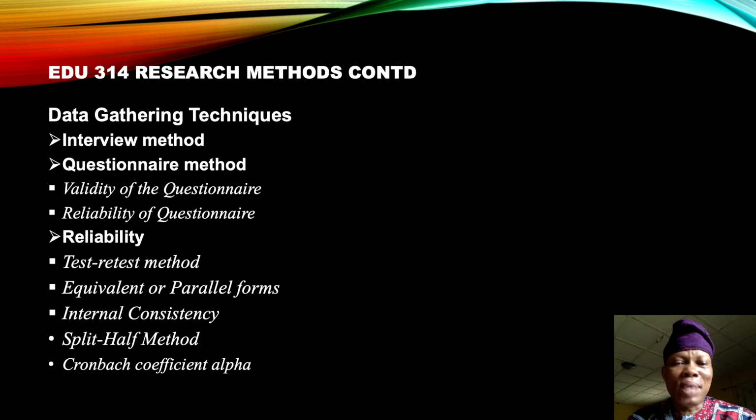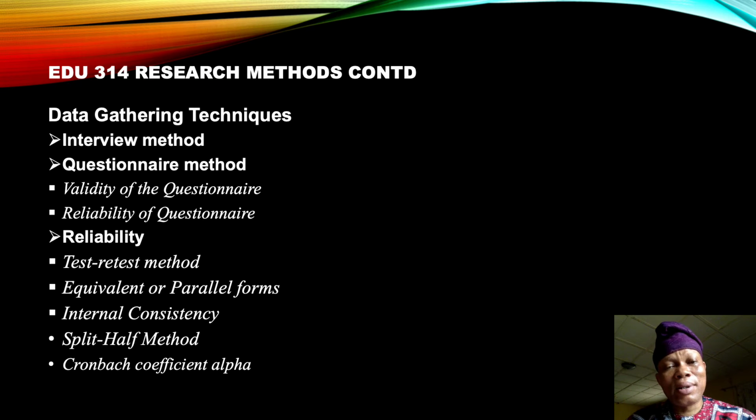And the best method to use here is the closed method, which I told you about the other time. You supply the answers. You allow your respondents to pick the one that suits them. Then on that questionnaire, when you are structuring it, we have what is called a scale. The Likert scale is what is used in educational research.